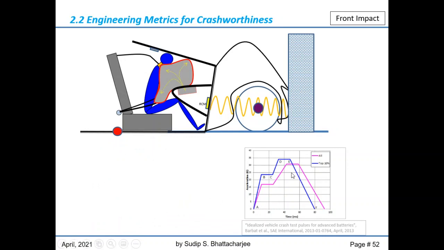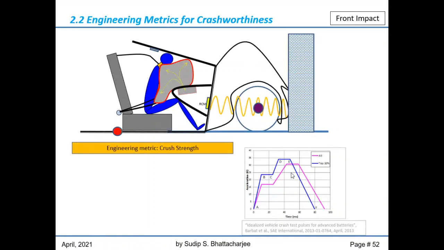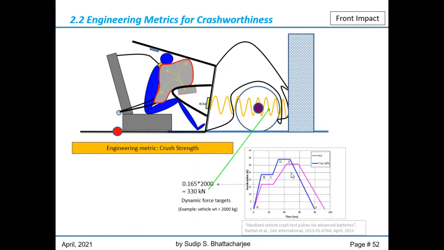But those things can be used to understand what kind of performance we are looking for in a vehicle in an average sense. For example, if I look at the first stage of this pulse on average, and I take a 2000 kilogram vehicle, then this pulse multiplied by the mass of the vehicle will tell me how much resistance my front end structure needs to deliver. And this is 330 kilonewton force. The structure will have to survive dynamically to deliver that kind of deceleration in the vehicle.